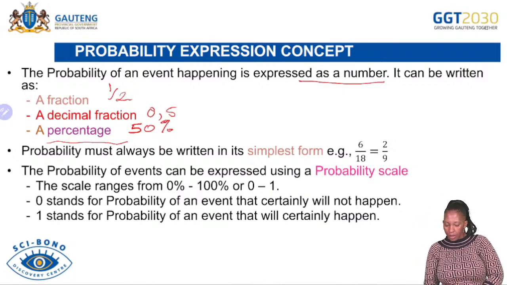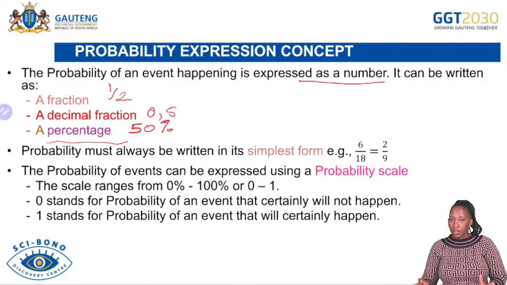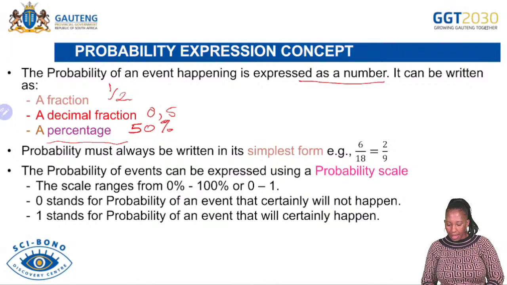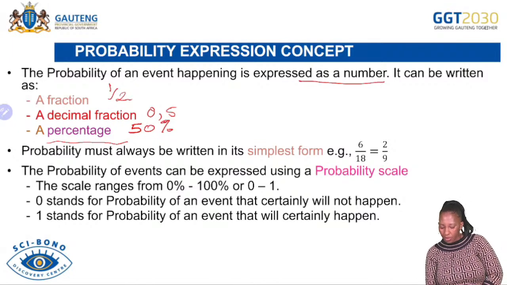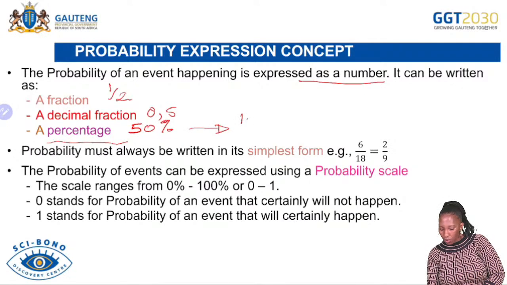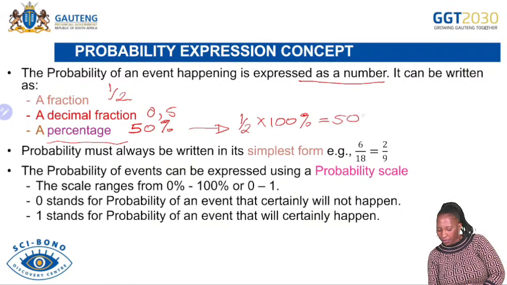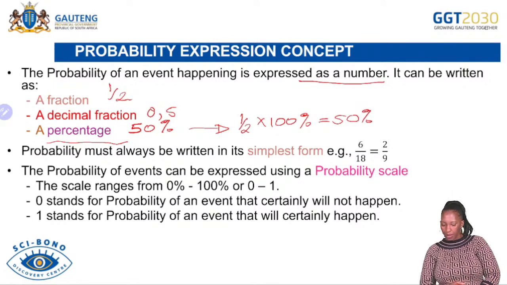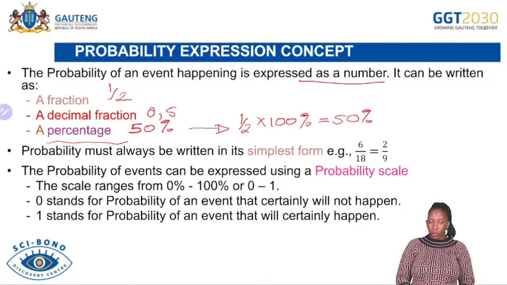Because now, remember we said half. It will be an event happening, and then we get the results. Then we say, how did we get to this half? Let me just do this. We said it's 1/2, and then we multiply it by 100%. That leaves us with 50%. This is what we are expecting you to write.